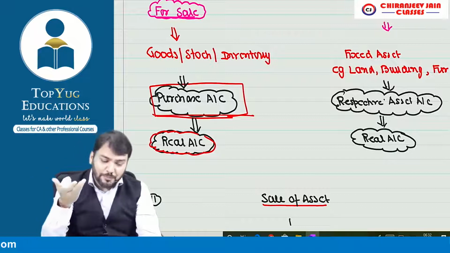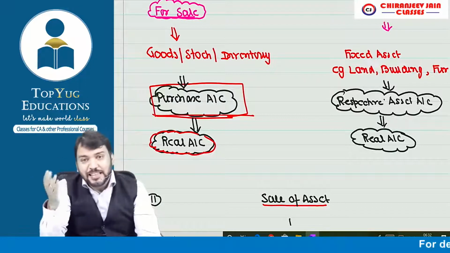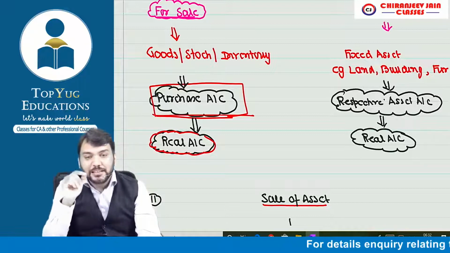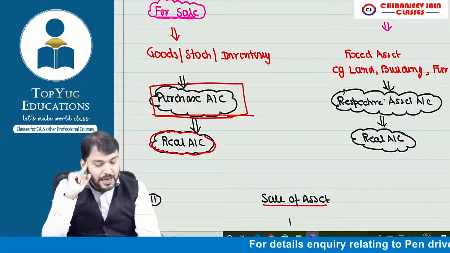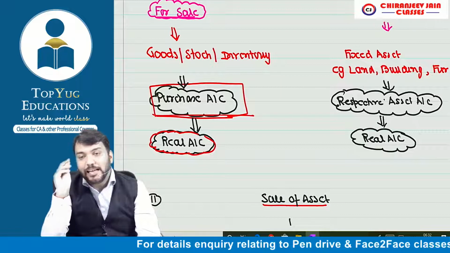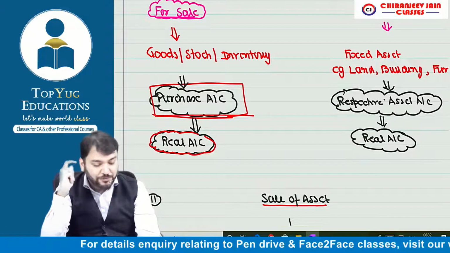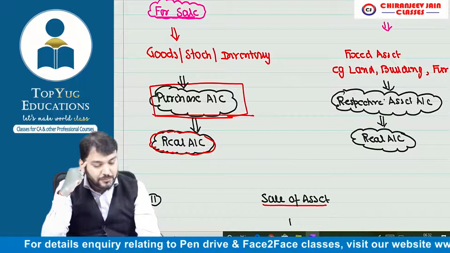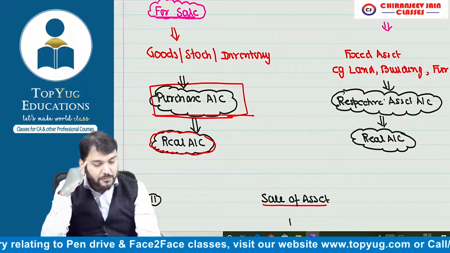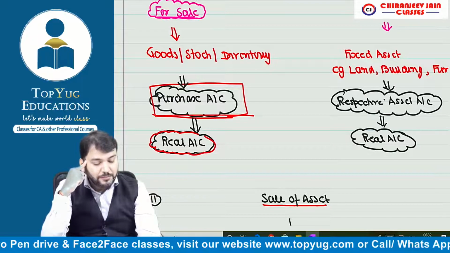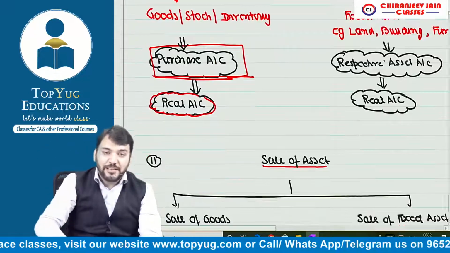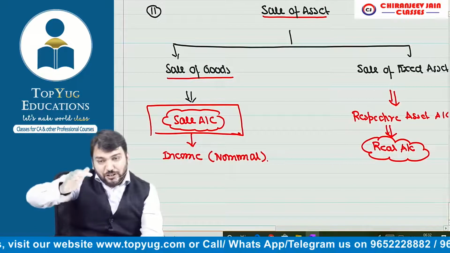Asset. You are saying asset, Naman. If you are saying asset, then asset means which account? Real or nominal? Real. So you understood, purchase is a real account. Correct? Understood? Now you purchase goods.